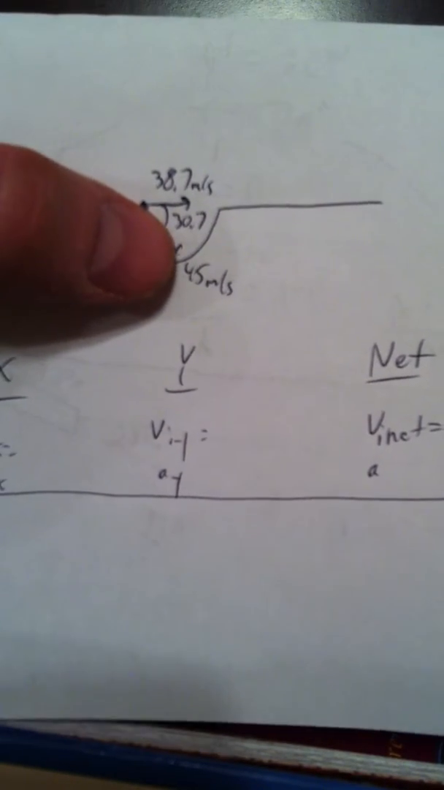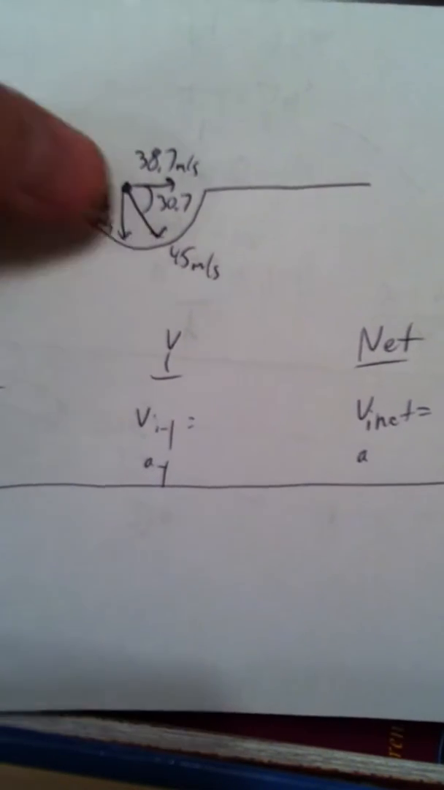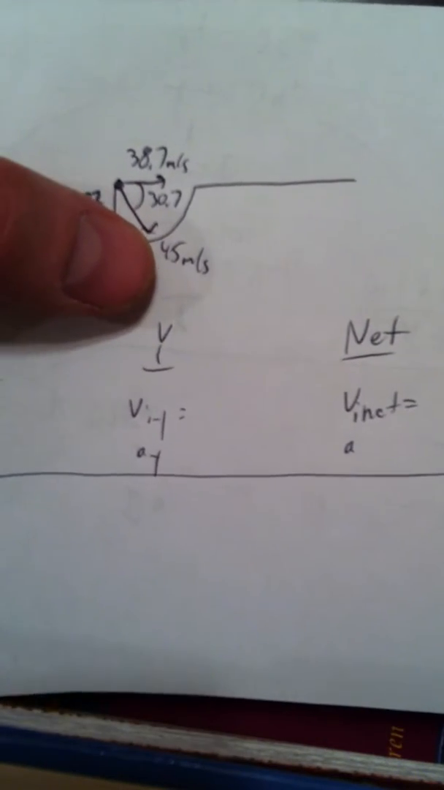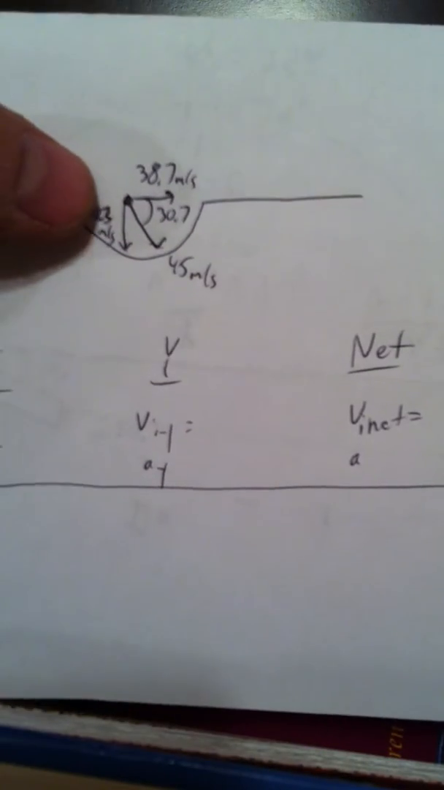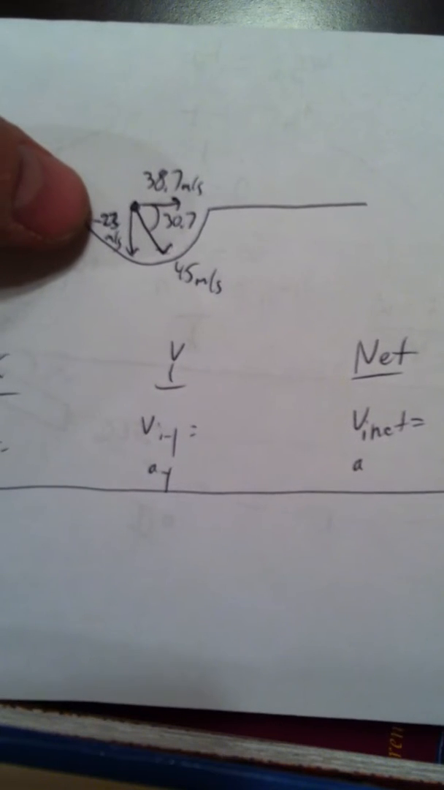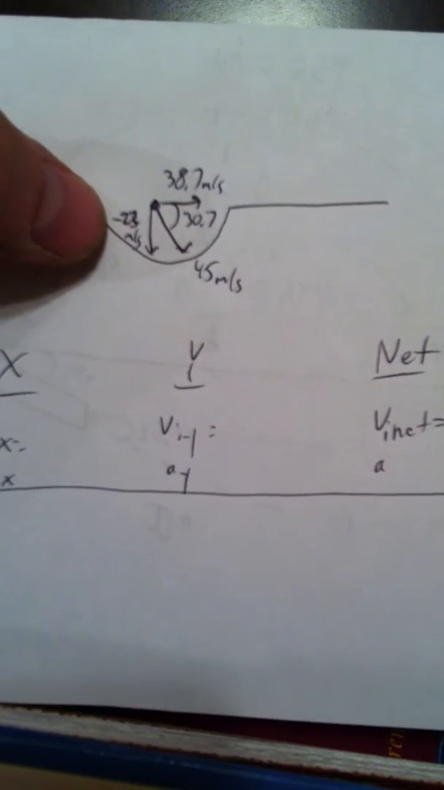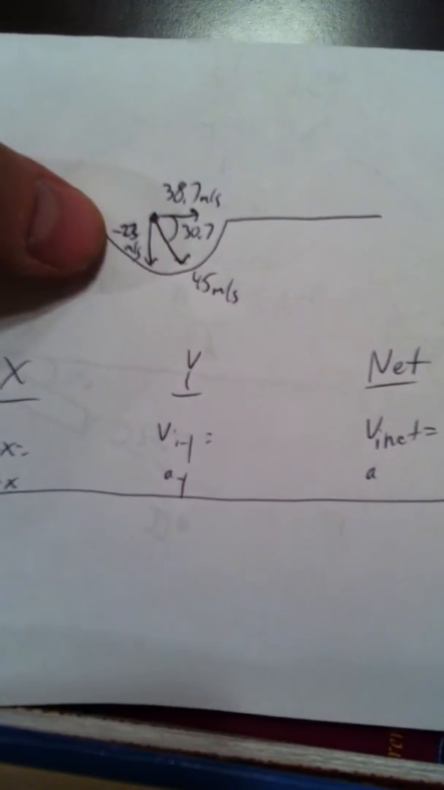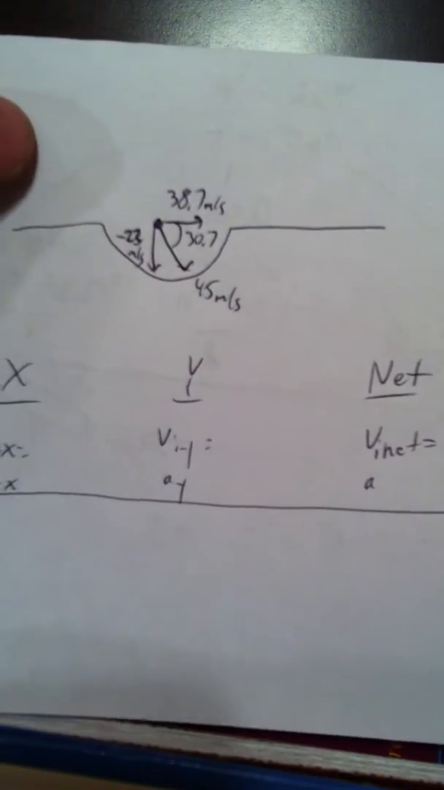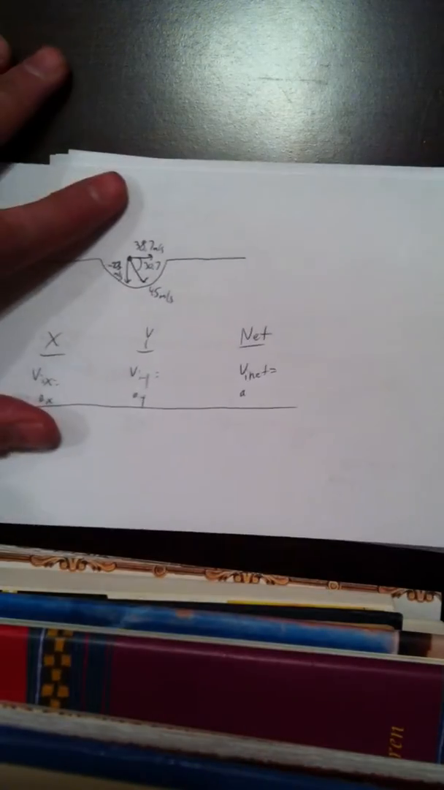The final velocity, the net velocity at Chapter 2, is the initial here. So that was 45 meters per second. And then the horizontal is 38.7, and the vertical is negative 23. I'm zooming in now because when I put it back on the table, it'll be kind of small to see. Now, I'm going to write these givens here.